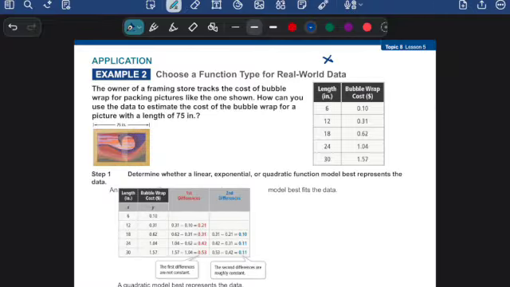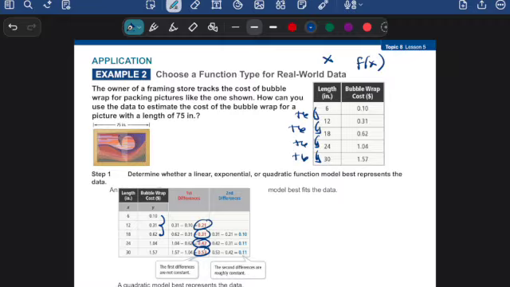So our length is going to be our input and our bubble wrap will be our output, or our cost. So we're changing by 6 each time. Okay, so we go up by 6. That's constant, so that's fine. Let's take a look at our first difference. Going from 0.1 to 0.31, that's a change of 0.21. The next common difference is 0.31. So again, you're just taking the second number and subtracting the previous number to find the difference. The next difference is 0.42, and the next difference is 0.53. So not constant, it's not linear.